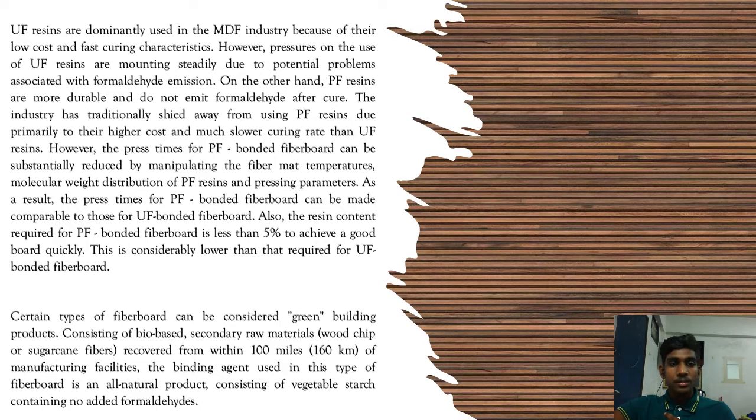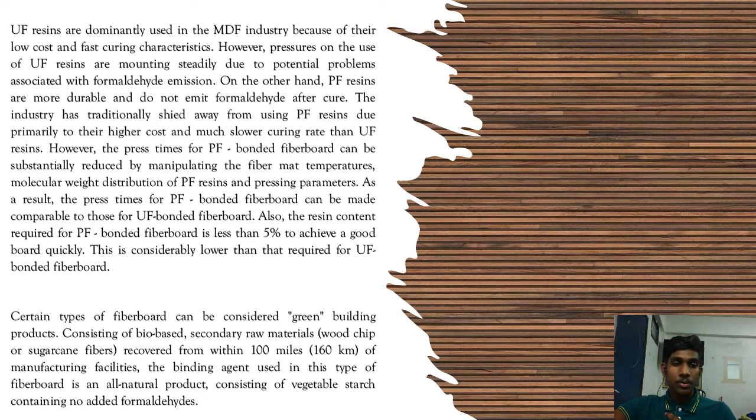As a result, the press times of PF bonded fiberboard can be made comparable to those for UF bonded fiberboard. Also, the resin content required for PF bonded fiberboard is less than 5% to achieve a good board quickly. This is considerably lower than that required for UF bonded fiberboard.